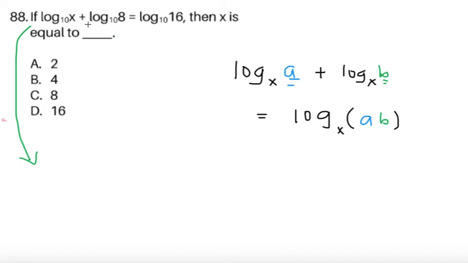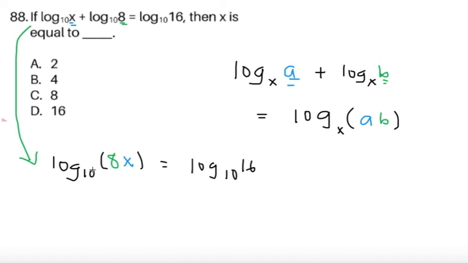So I have two numbers here, x and 8, and I'm adding technically, so I can write it as one logarithm. Logarithm of x times 8, so I'll just write 8x. So it's equal to logarithm of 8x with base 10 is equal to logarithm of 16 with base 10. So just copy the right-hand side.